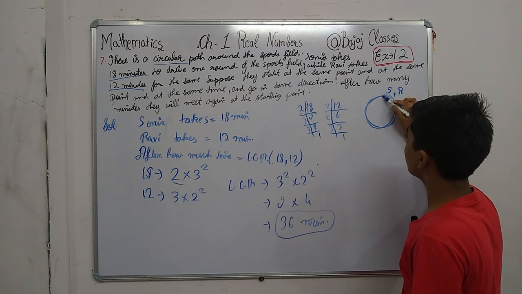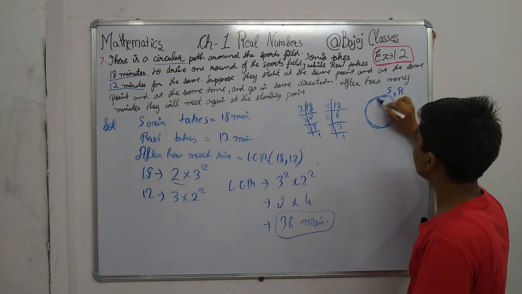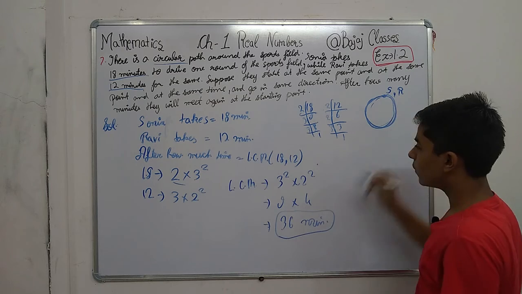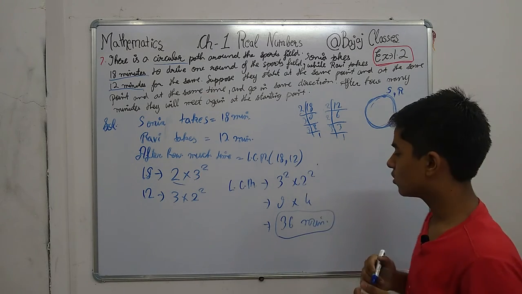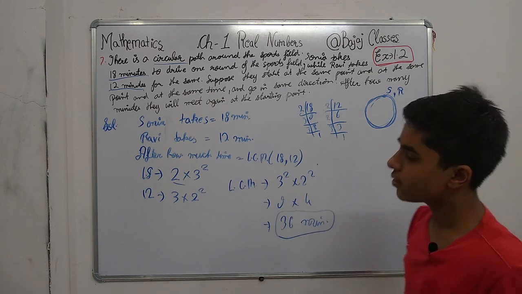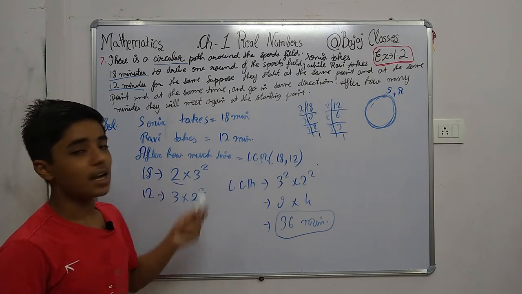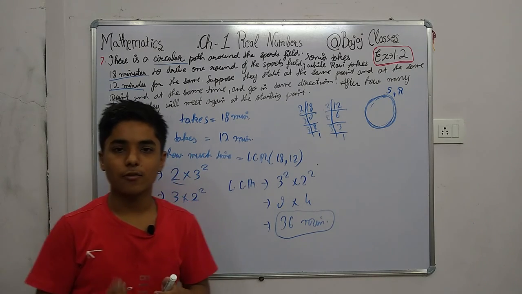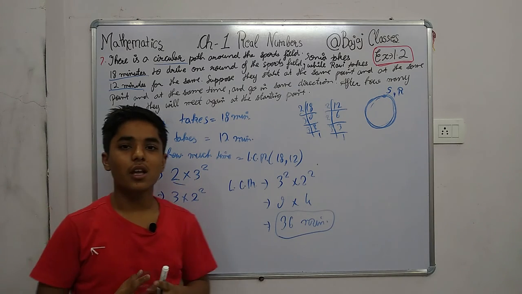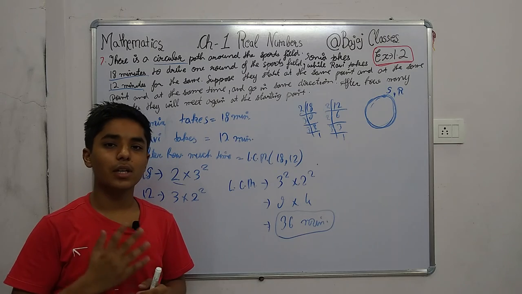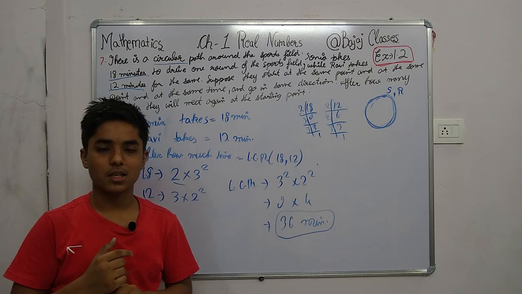So after Sonia completes her second round, and Ravi completes his third round, they meet. Ravi will take 3 rounds and Sonia will take 2 rounds. So this is the answer of this question. By taking the LCM of both numbers, we have concluded after how much time Sonia and Ravi will meet. In this lecture I have completed the questions of exercise 1.2, and so I have completed exercise 1.2.